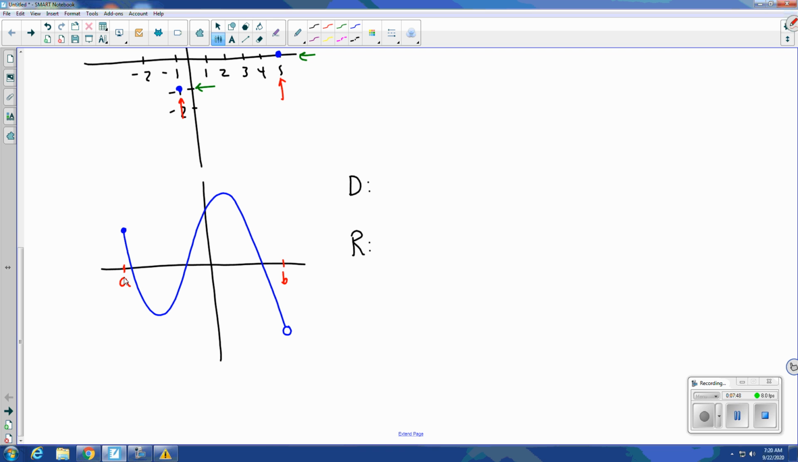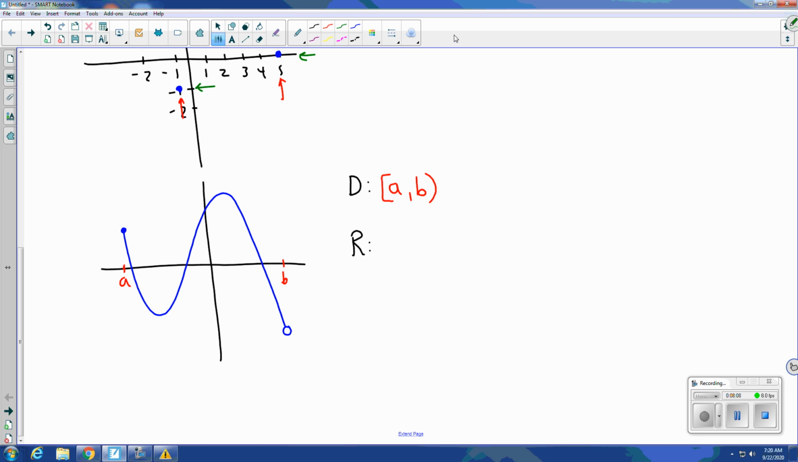So think, when I look at my graph, how is it covering the x-axis? So how far left would be A? A is included. All the way to B. B is not included because of that open circle. And there's the domain. Now for the range.